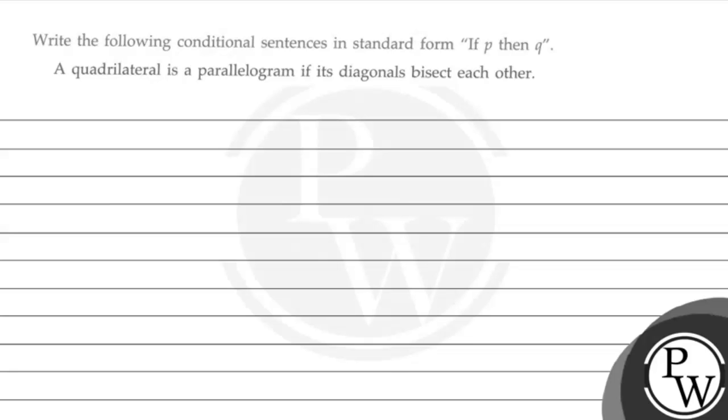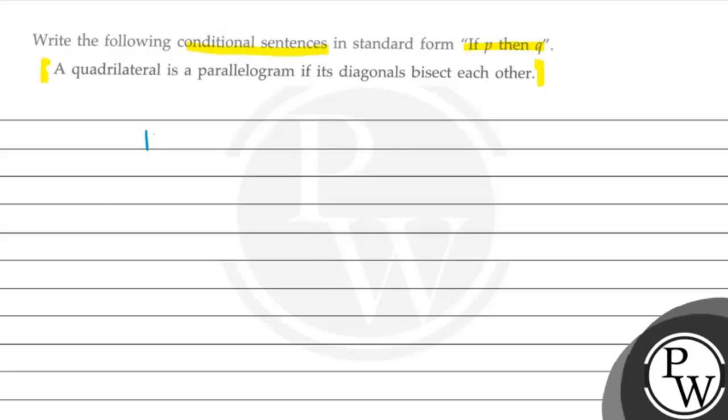And the question says: write the following conditional sentence in the standard form, that is, if P then Q. The given statement, or sentence, is: a quadrilateral is a parallelogram if its diagonals bisect each other. So you have to convert this sentence into standard form.